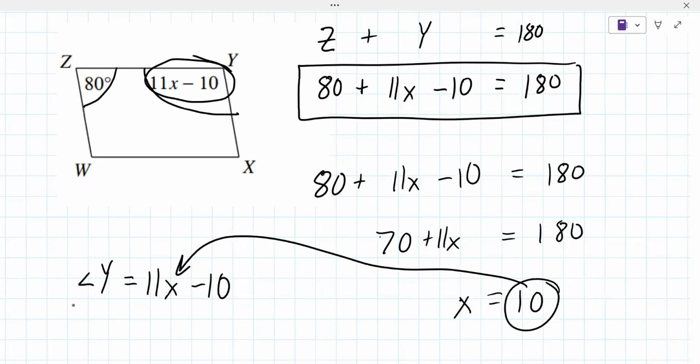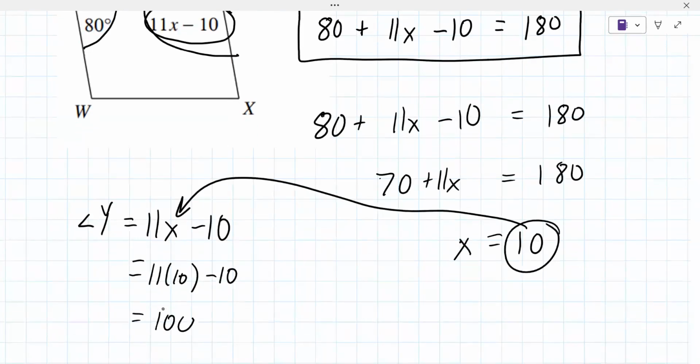I don't know. I'm not sure what you would do next. Because wouldn't that just turn it back to 110? No? Yes. And then you subtract 10. So it would just be 100? Yes. 11 times 10 minus 10 is 100.